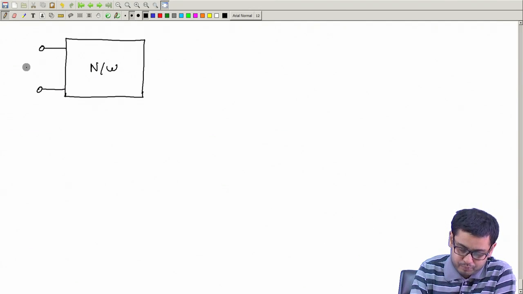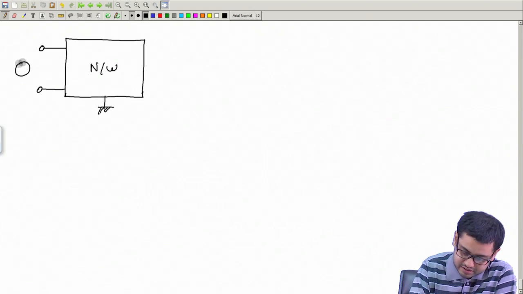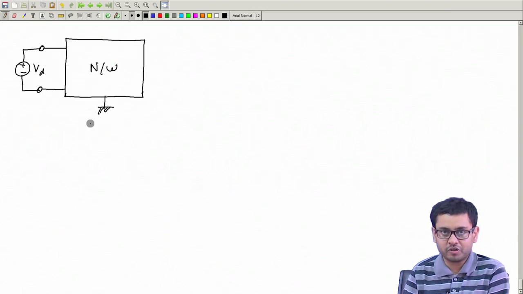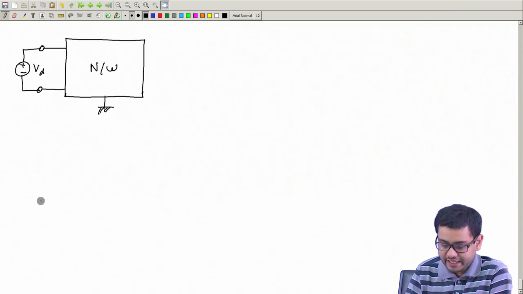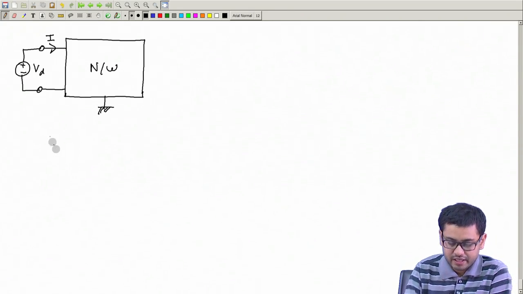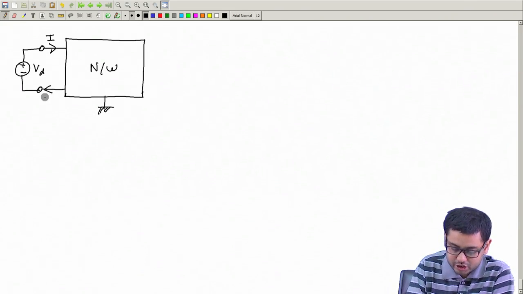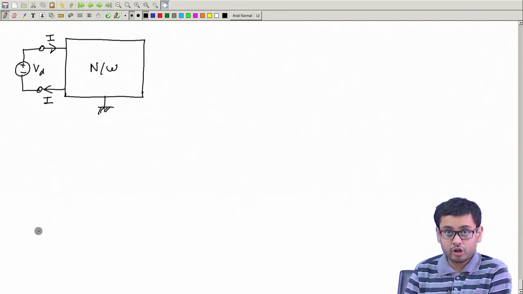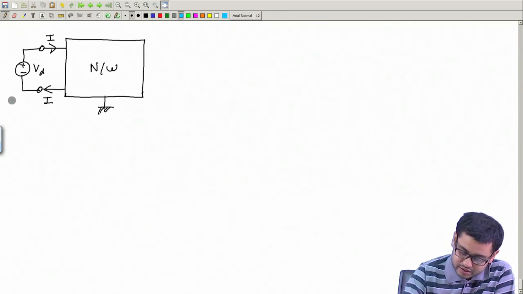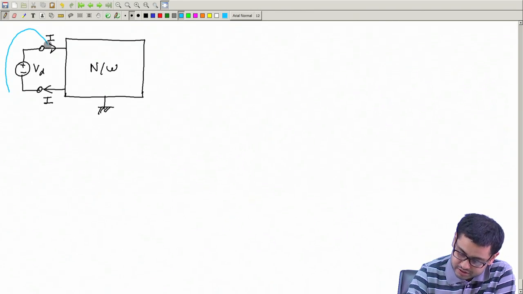We can apply a differential voltage like this, Vd, plus minus, connected like this without any common ground. Then a current will flow, I. If this current is I, this current must also be I. Why? Because of conservation of charge. You just think of this part of the world.